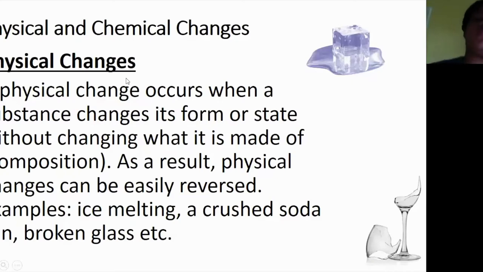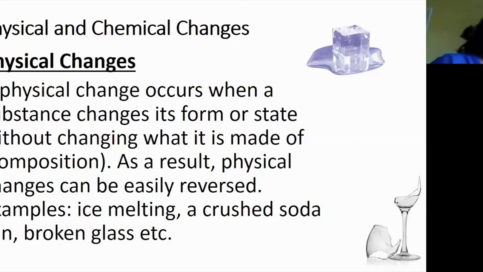All right, so a physical change is a change that occurs when a substance changes its form or state without changing what it is made of, or its composition. As a result, physical changes can easily be reversed. Examples: ice melting, a crushed soda, a broken glass. In the picture, we can see ice melting at the top, and at the bottom, a broken glass.